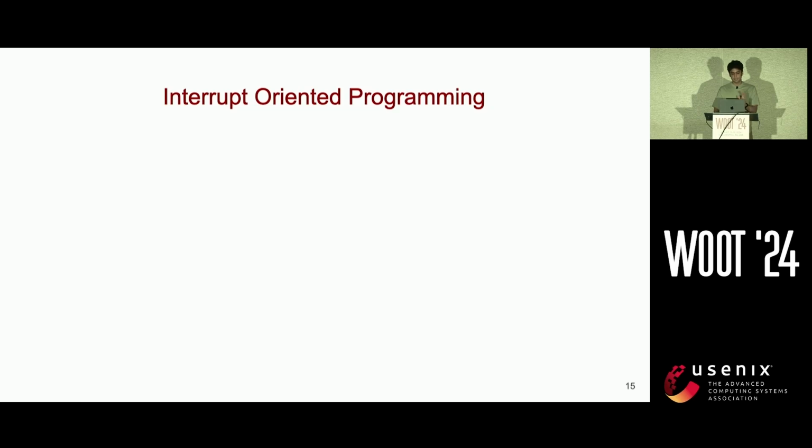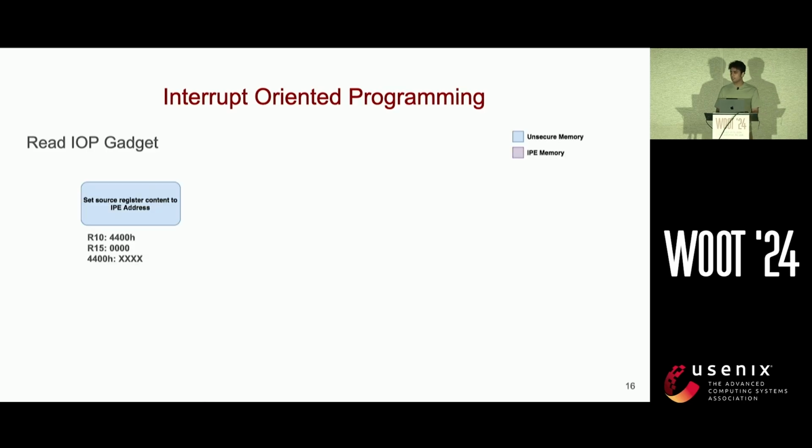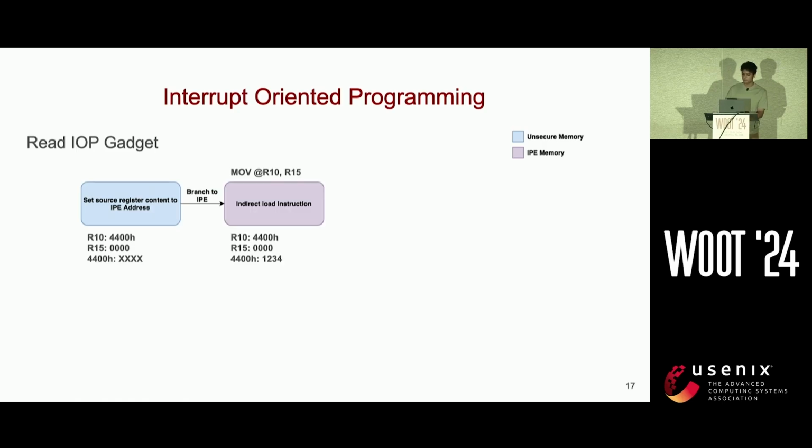Now, let's take an example to understand interrupt-oriented programming with a read IOP gadget. Here, we leverage indirect load instructions to read an IP memory address from the unsecure region. Let's assume that we know what the IP protected indirect load instruction is beforehand. However, we shall let go of this assumption when we carry out our end-to-end exploit. First, the adversary sets the source register of the indirect load instruction to any desired IP address they might want to read, followed by a branch to the IP protected indirect load instruction thanks to vulnerability 2.